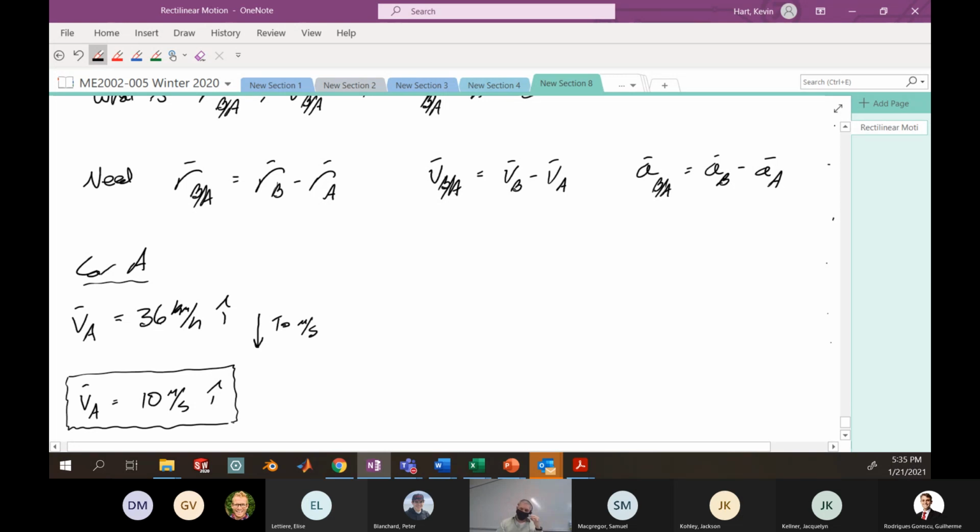That's nice. I'm told that it's moving at a constant velocity of 10 meters per second. That means the acceleration of this object is 0. Zero vector, if you like.